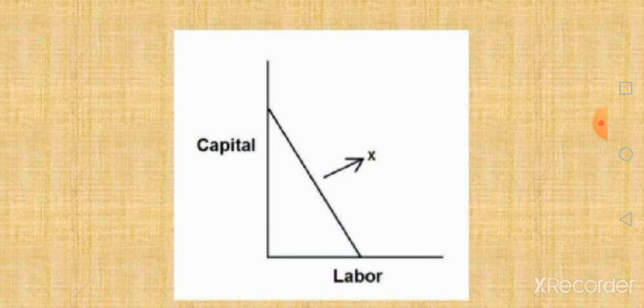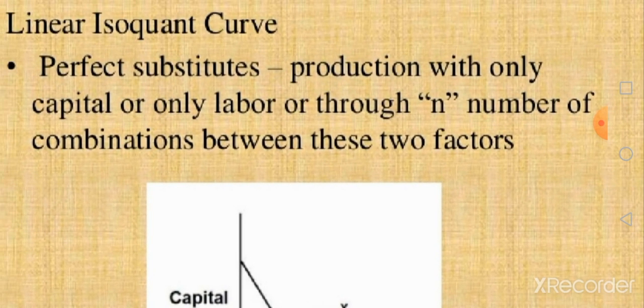In this linear isoquant, the isoquant curve forms as a straight line. If you take capital on the y-axis and labor input on the x-axis, this is the linear isoquant curve.